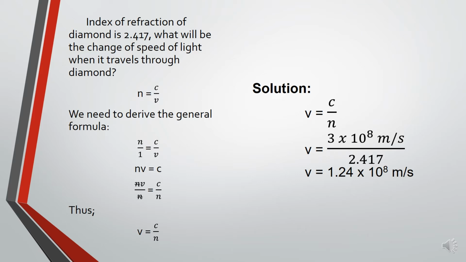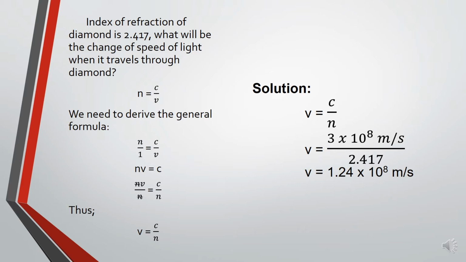And again, what is the index of refraction? So, as you can see in the word problem, we have here the value of 2.417. Alright? And then get the quotient. Not difference, but quotient. I'm so sorry. It is a division process. Okay? So, we need to get the quotient. So, 3 times 10 raised to 8 meter per second divided by 2.417.